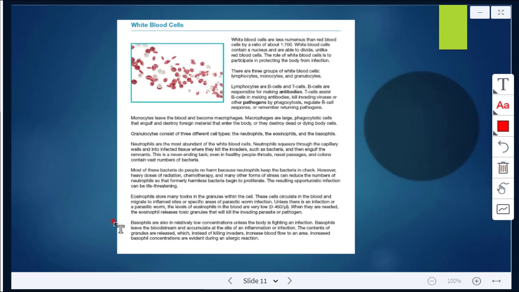And then the basophils are also usually in low concentrations unless the body is fighting an infection. Basophils will leave the bloodstream and accumulate at the site of inflammation or infection. Then the contents of granules are released, which, instead of killing invaders, increase the blood flow to an area. And then increased basophil concentrations are generally evident during, for example, an allergic reaction.